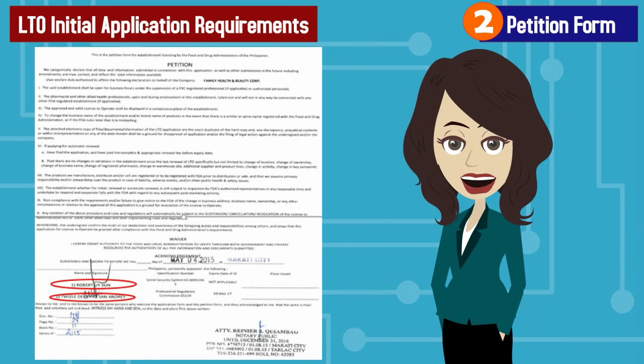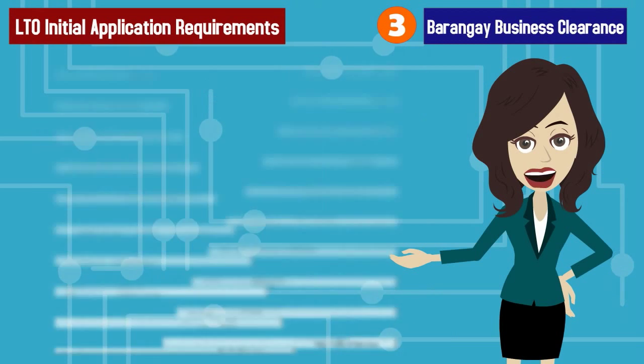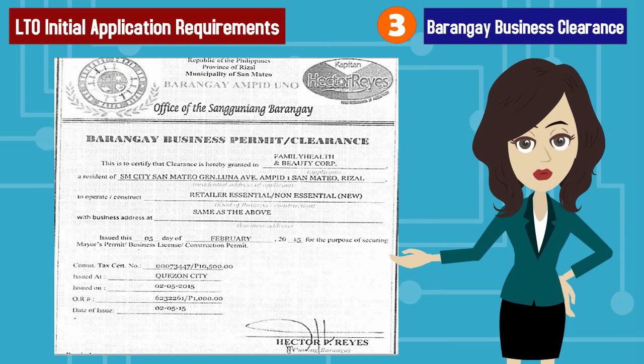The second initial application document is the petition form. This will be signed by the approving authority and pharmacist. The pharmacist is also responsible for notarizing the form. Third requirement is the barangay business clearance. The importance of this clearance is to ensure the accuracy of business address that will be reflected in LTO documents.